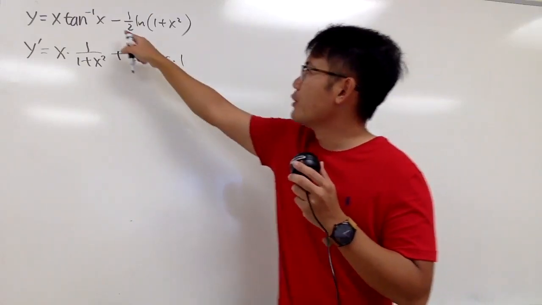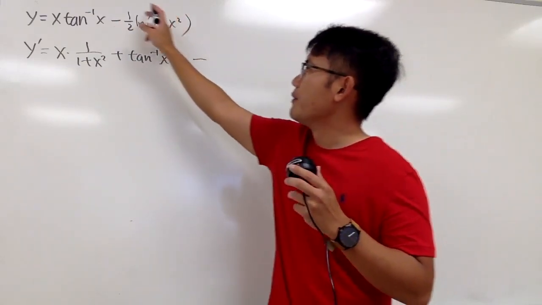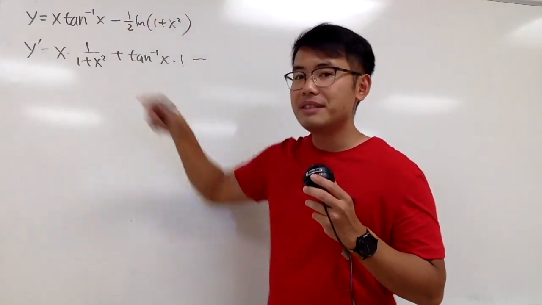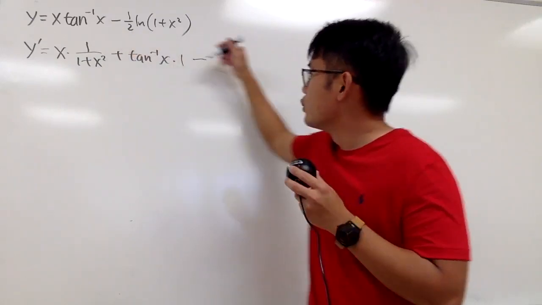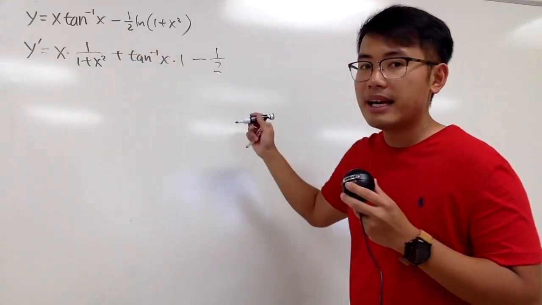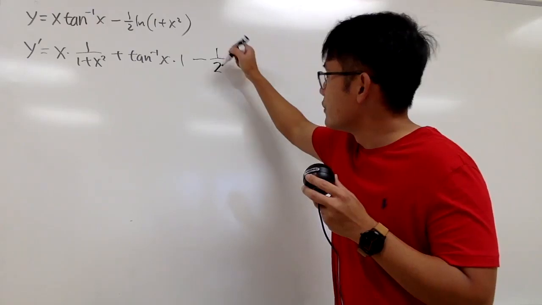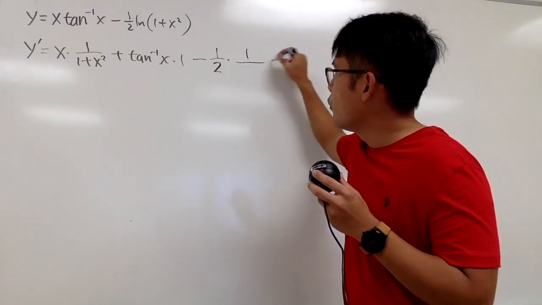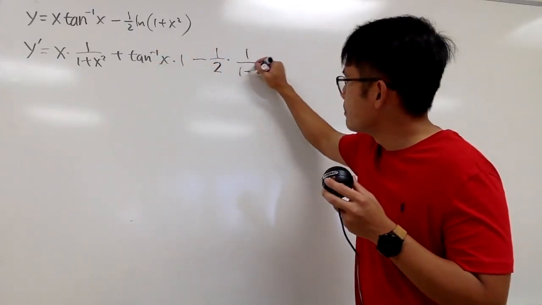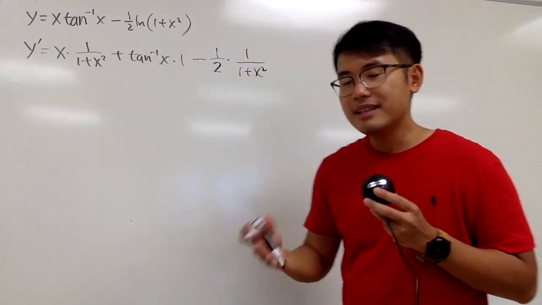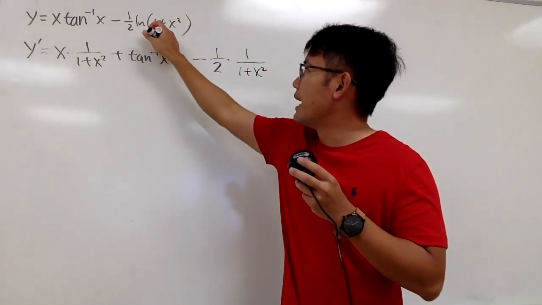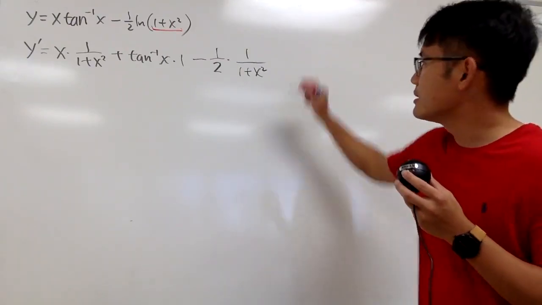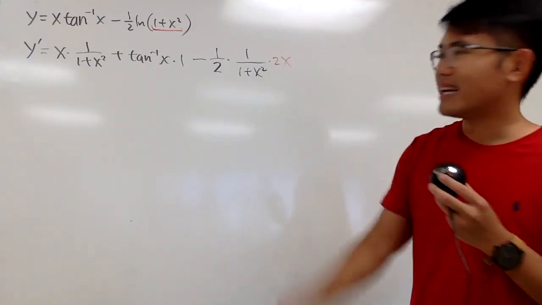And now we are going to minus the derivative of this part. Notice we have 1/2 times that. 1/2 is just a constant multiple, so I will just write this down first, and then we will focus on differentiating this. The derivative of ln of something, we first write down 1 over the inside, so that's 1 plus x squared. And the chain rule says we have to multiply by the derivative of the inside. Derivative of 1 plus x squared is 2x. So that's what we have.